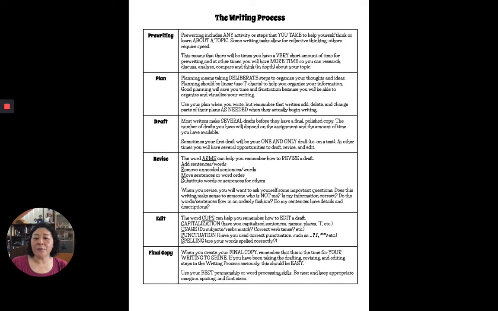The M in ARMS stands for moving sentences around in the paragraph or in the writing piece, and even maybe changing the word order of a sentence so that it's a little bit clearer. And the S stands for substitute words or sentences for others.